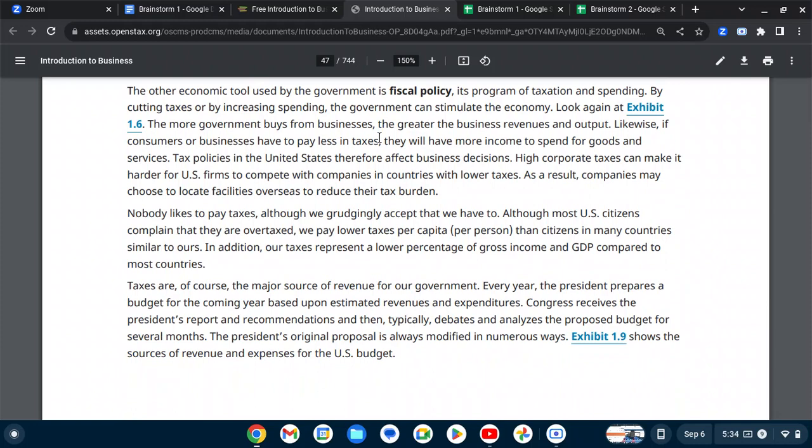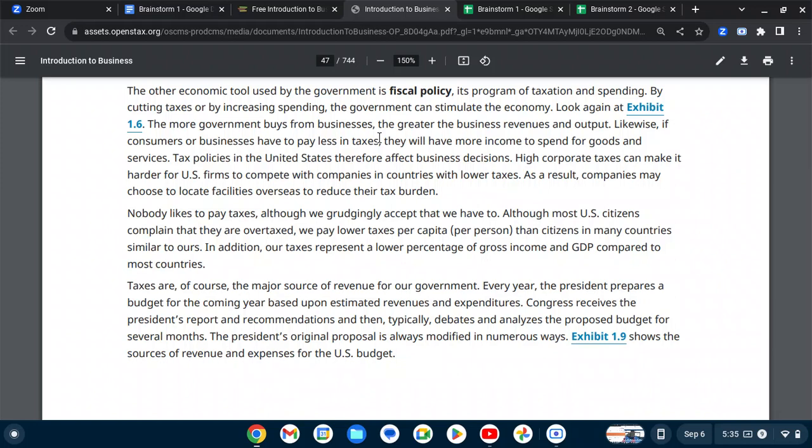High corporate taxes can make it harder for U.S. firms to compete with companies in countries with lower tax rates. As a result, companies may choose to locate facilities overseas or reduce their tax burden. Nobody likes to pay taxes, although we grudgingly accept we have to. Although most U.S. citizens complain that they are overtaxed, we pay lower taxes per capita than citizens in many countries similar to ours. In addition, our taxes represent a lower percentage of gross income and GDP than in most countries. Taxes are, of course, the major source of revenue for our government.